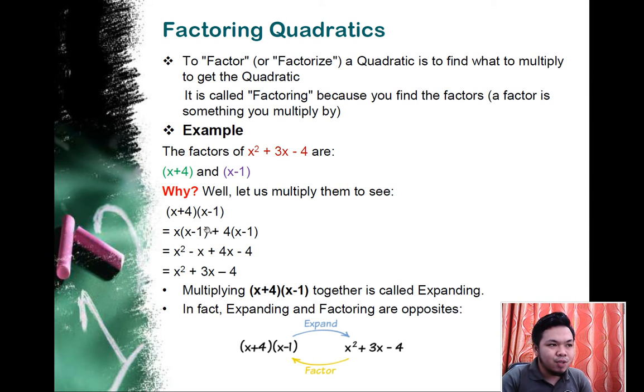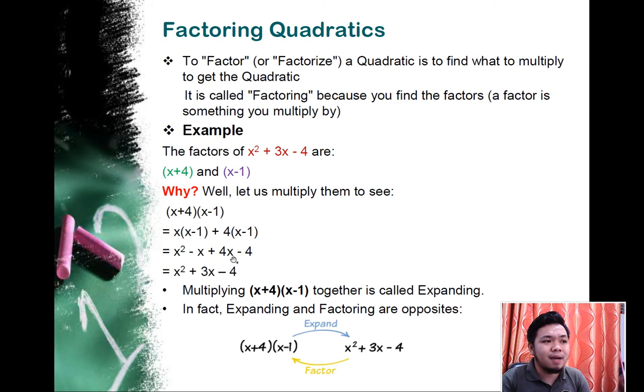So, x, kunin mo yung x minus 1. I-substitute mo lang siya. Plus 4, x minus 1. Then, just simplify. X squared, negative x, plus 4x minus 4. Then, simplify na po natin. X squared, hindi mo pwedeng pagsamahin yung x saka x squared. X squared, copy mo yan. Then, negative x plus 4x.